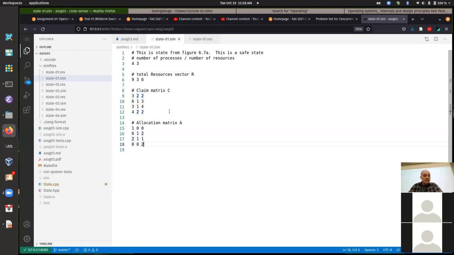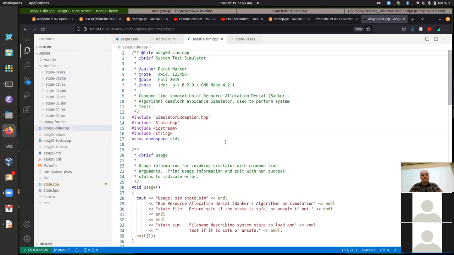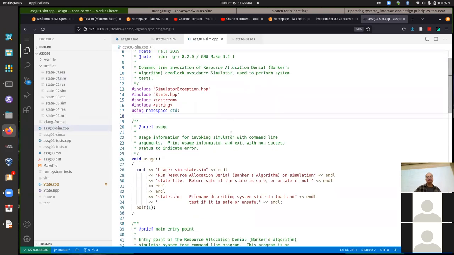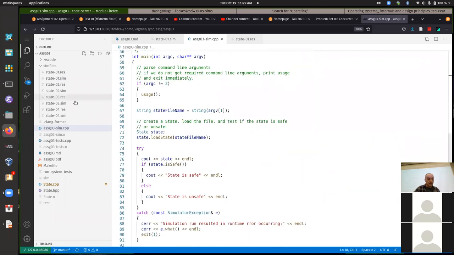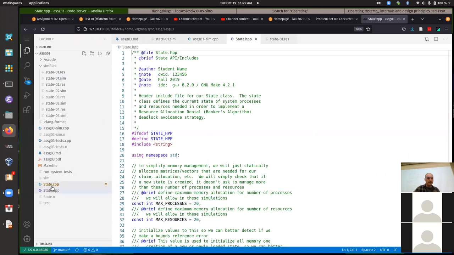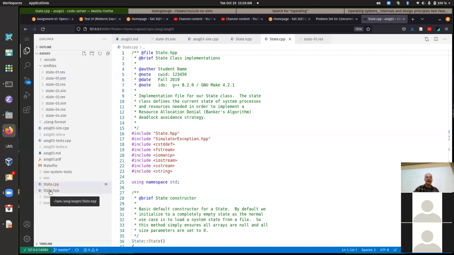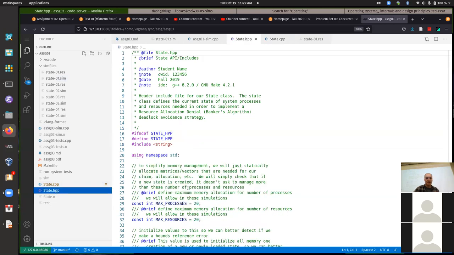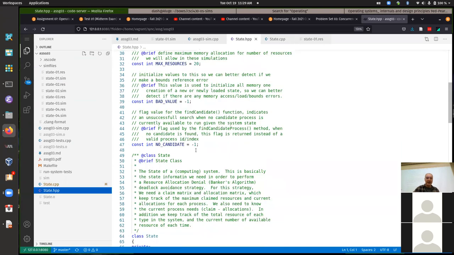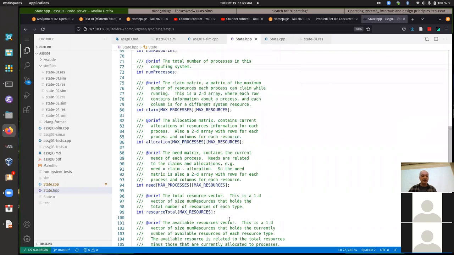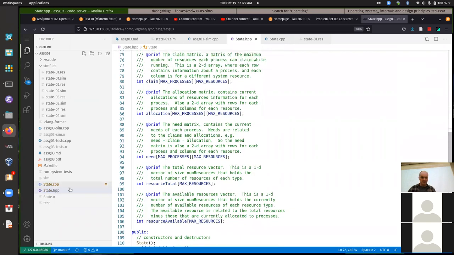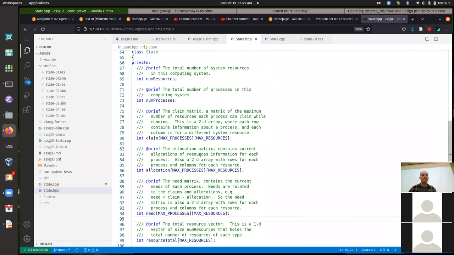So that's the representation. Let me open up the code. You'll be doing all your work in the source file; you don't have to make any modifications to the header file this time, like you had to on the last assignment. You don't necessarily have to. If it makes it easier for the way you're thinking, you can add a member variable if you want to. Probably don't have to for assignment three.